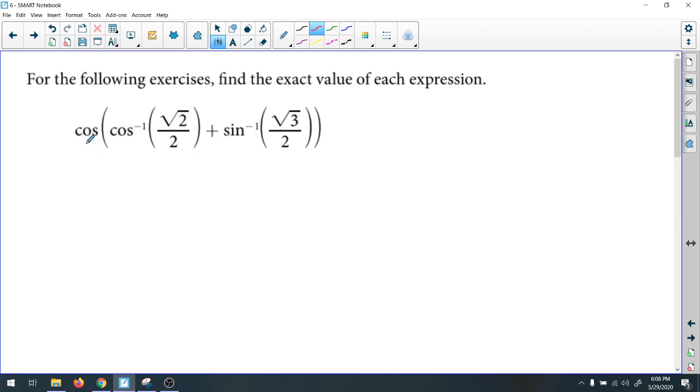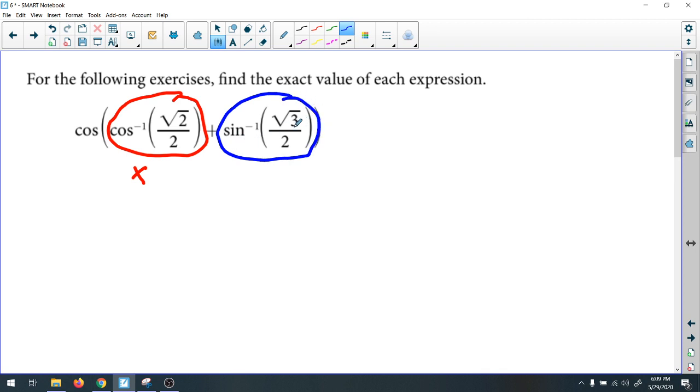Cosine of cosine inverse of square root of 2 over 2 plus sine inverse of square root of 3 over 2. Actually, don't be confused, because technically each of these is an angle. What is the angle whose cosine is the square root of 2 over 2? We assume that this is x, alpha, whatever. And this is also an angle. The inverse sine of square root of 3 over 2 means, what is the angle whose sine is square root of 3 over 2? We assume that this is y.